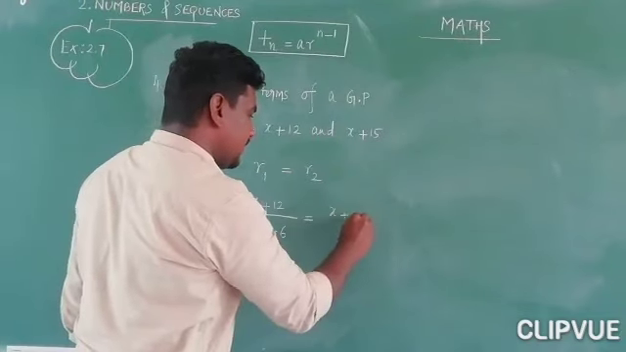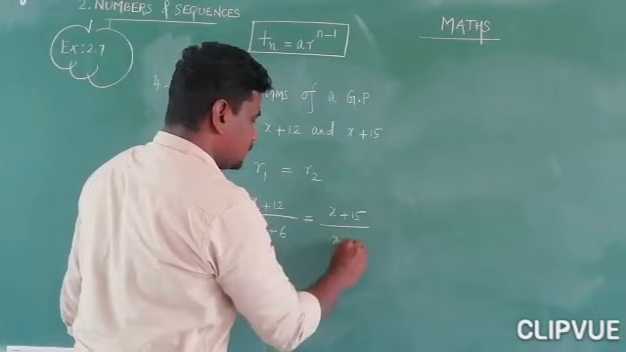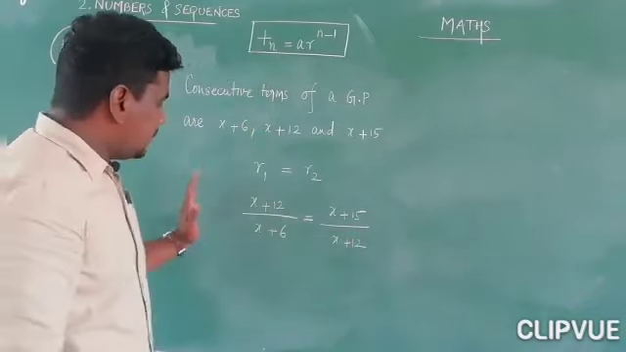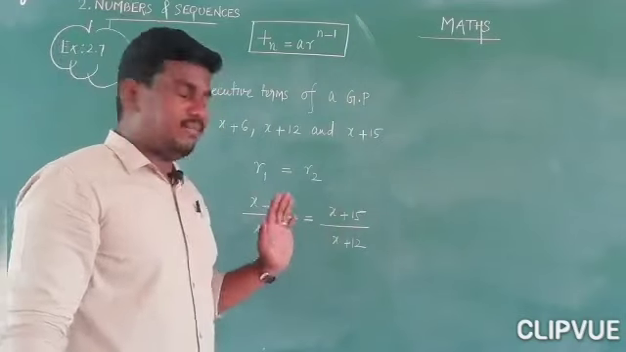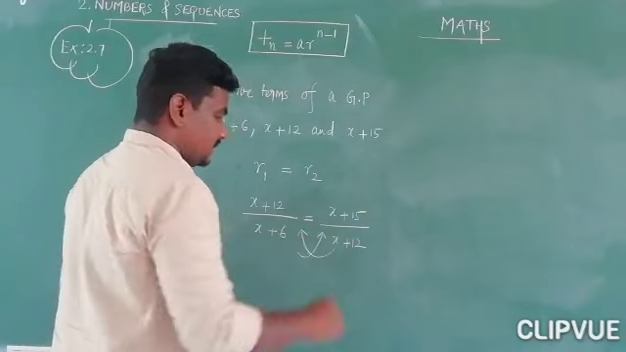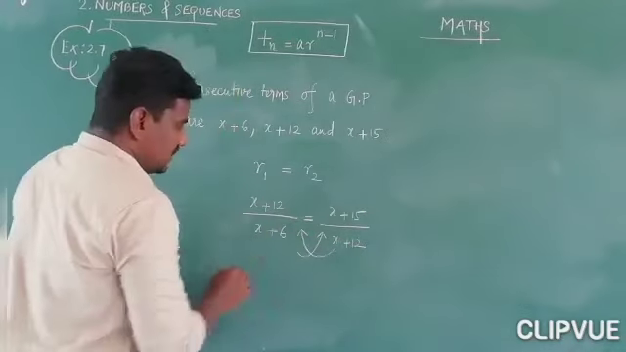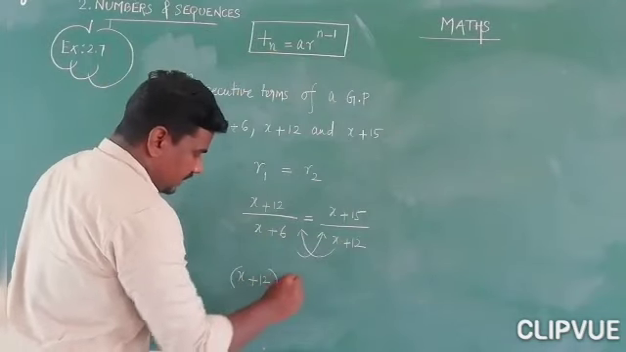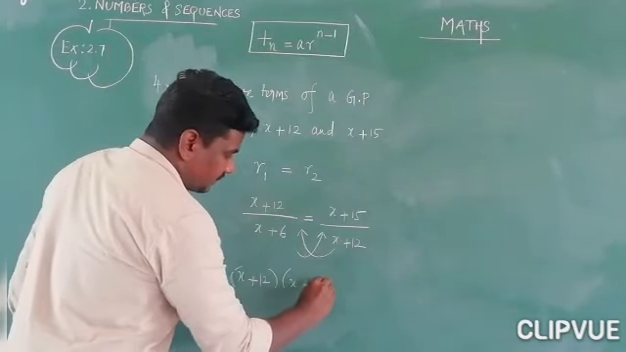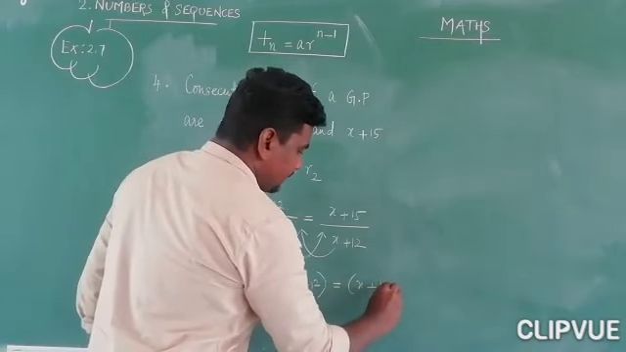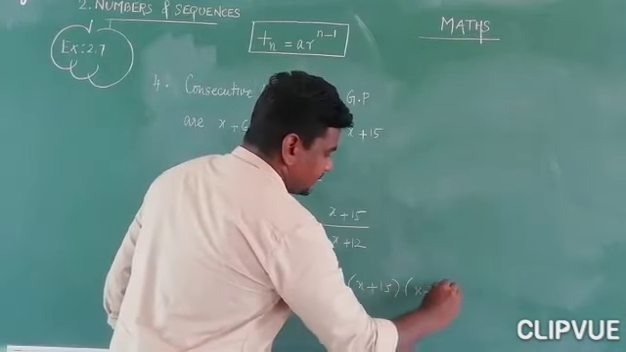So x plus 15 by x plus 12. Okay. Now we have equations, and in the equation both sides we have fractions. So you know that cross multiplication method. It is very easy. This one multiplied by x plus 12: x plus 12 into x plus 12, which is equal to this one, x plus 15 into x plus 6.